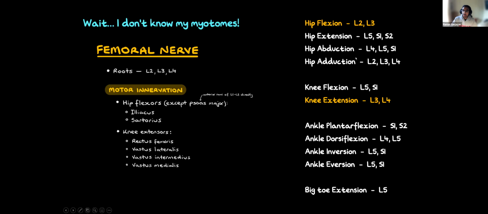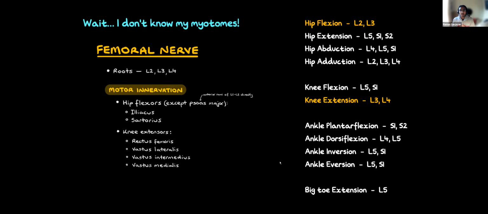Okay, so if you have a look at the myotomes here, hip flexion is L2 and L3, and knee extension is L3 and L4. Putting them both together, you get L2, L3, and L4. So you can see how my knowledge of the femoral nerve and its roots and its functions, also what it innervates basically, can help me gather what myotome or what the nerve roots might be.